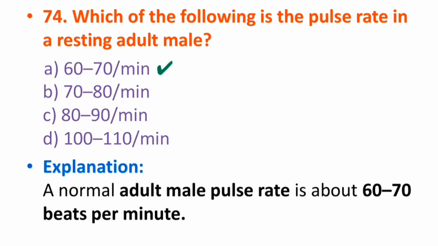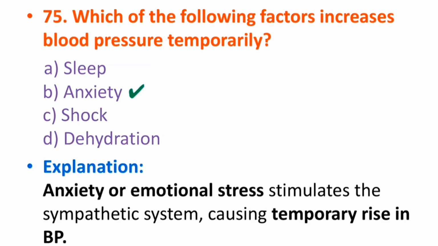Which of the following is the pulse rate in a resting adult male? Option A, 60 to 70 beats per minute. Option B, 70 to 80 beats per minute. Option C, 80 to 90 beats per minute. Option D, 100 to 110 beats per minute. The correct answer is option A. A normal adult male pulse is about 60 to 70 beats per minute.